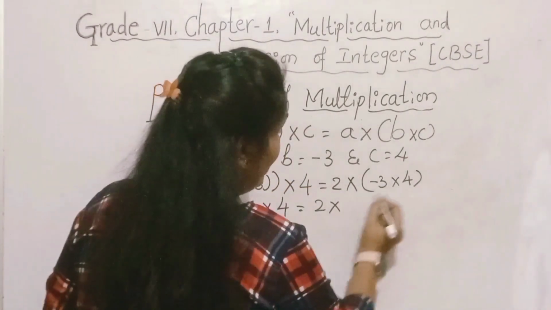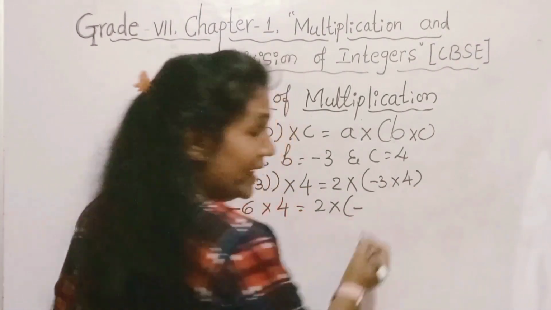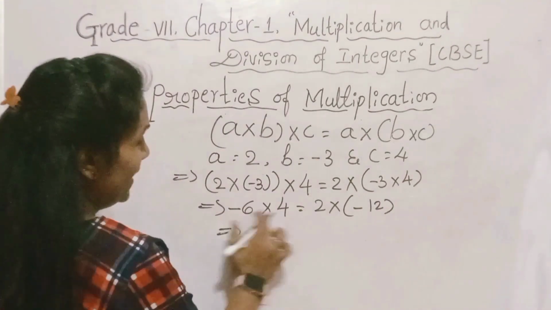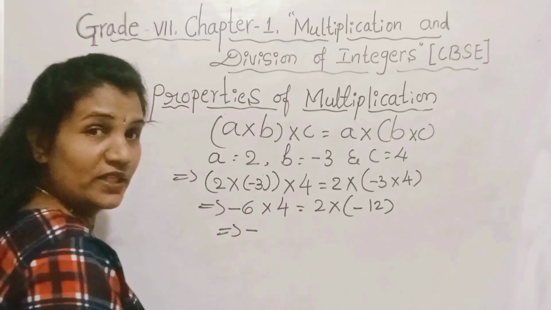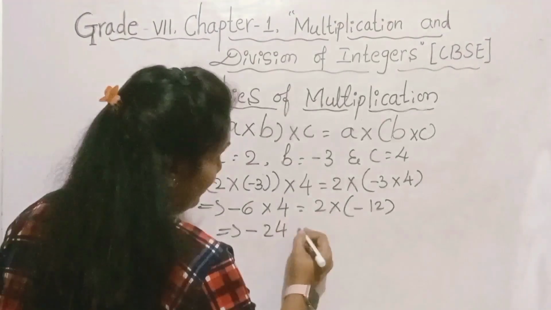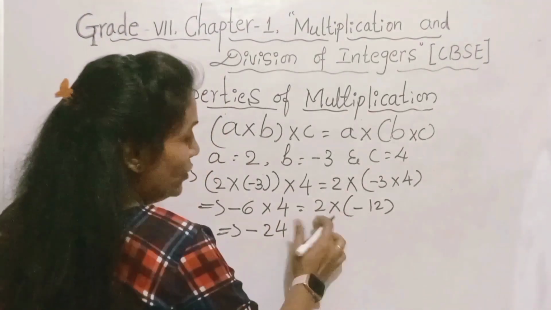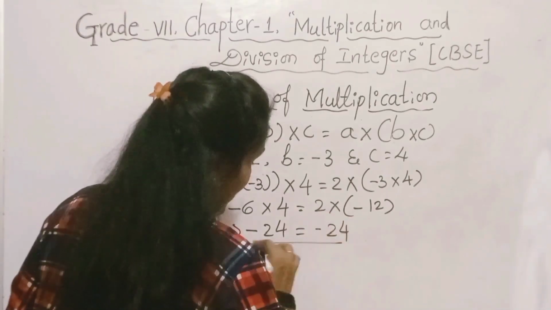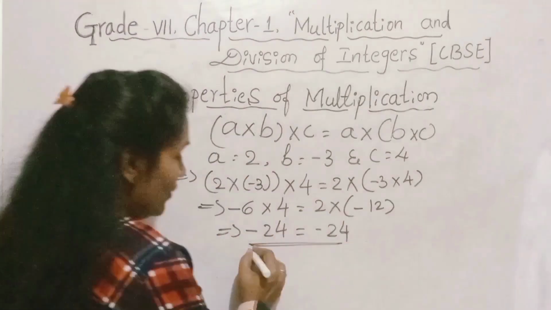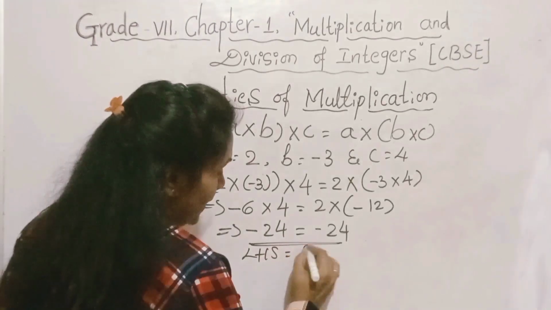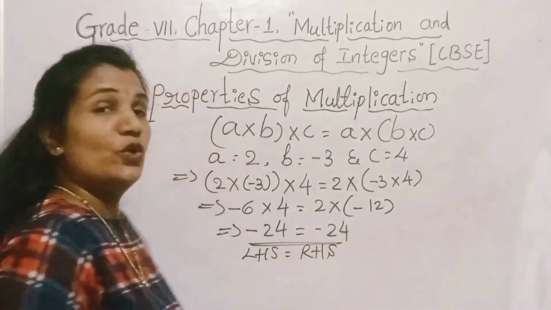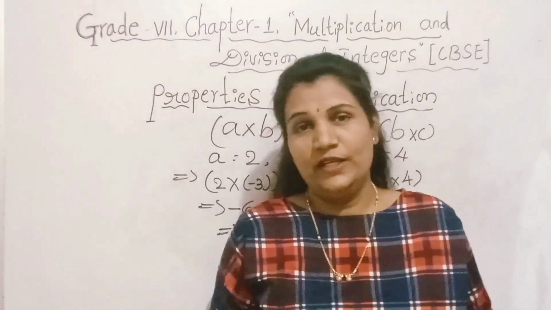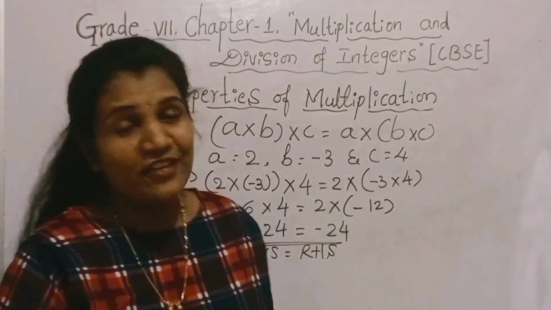Here, 2 into minus into plus minus, 3 4s are 12. Here, minus into plus minus, 6 4s are 24, which is equal to 12 2s are 24 plus into minus minus. Here, LHS is equal to RHS. Left hand side is equal to right hand side. This is the associative property. I hope it is clear for you.